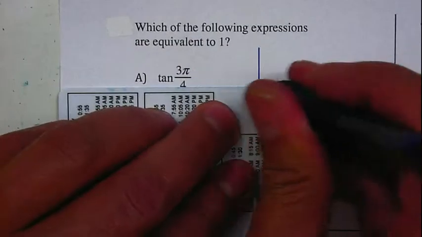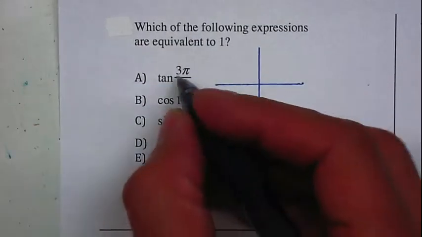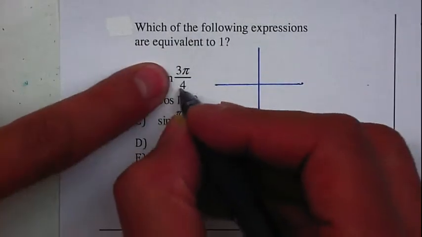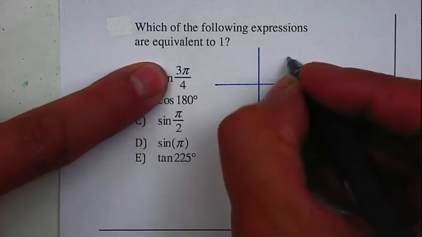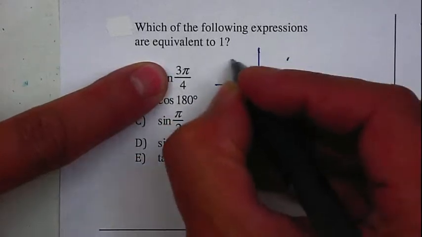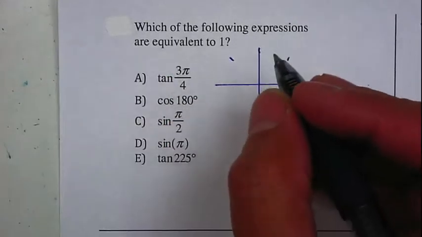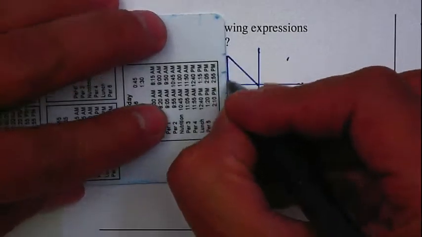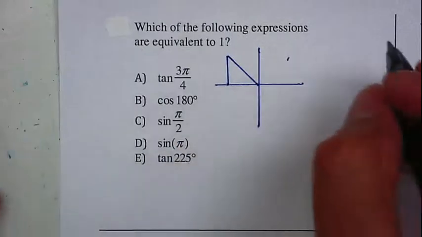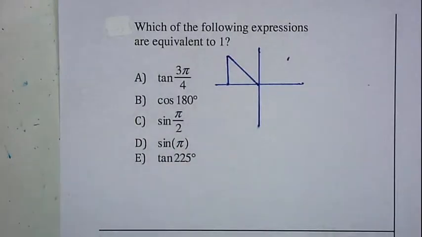I'm going to build my x and y axis so I can locate the angle. And we have 3 pi over 4. Remember, your pi over 4s are your 45s. So this is 1 pi over 4, 2 pi over 4, 3 pi over 4. And I'm now going to build my reference angle. I'm going to make my right triangle towards the x-axis. And then I need to think.